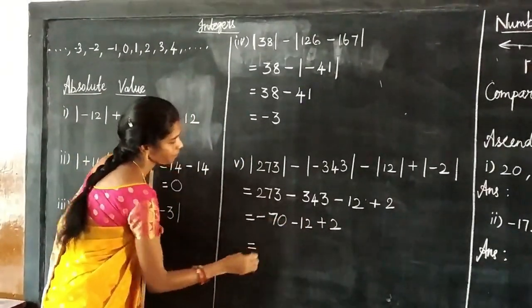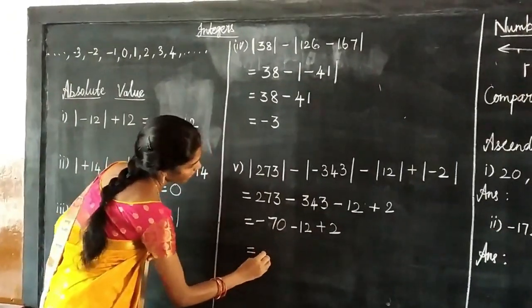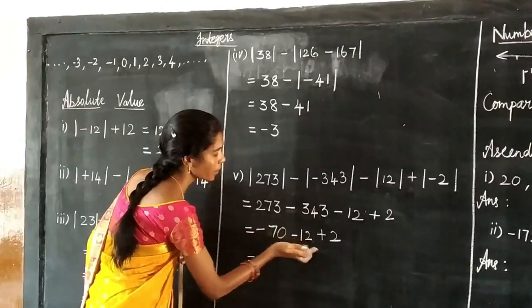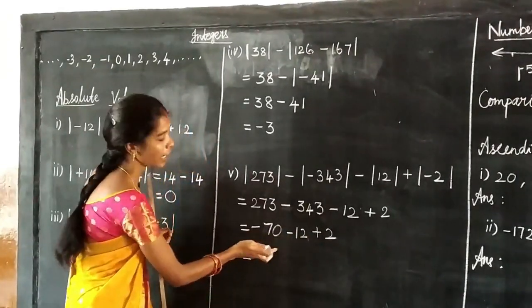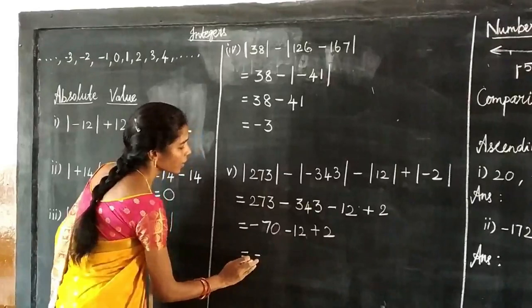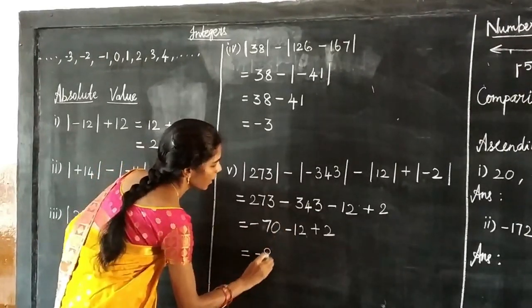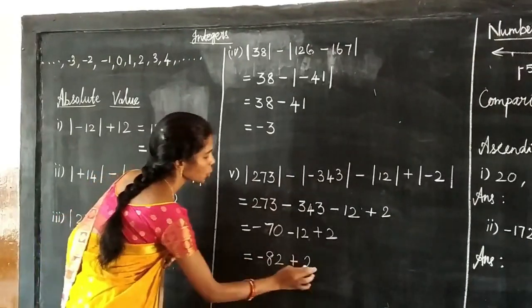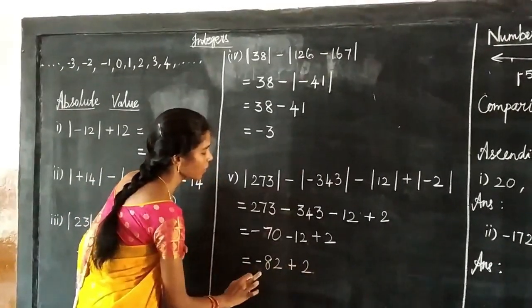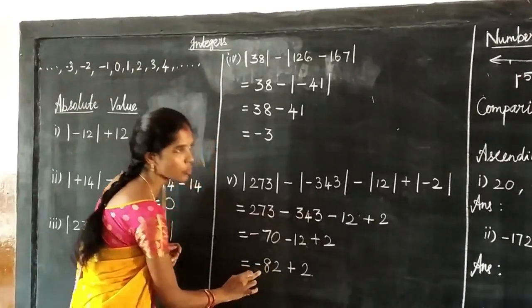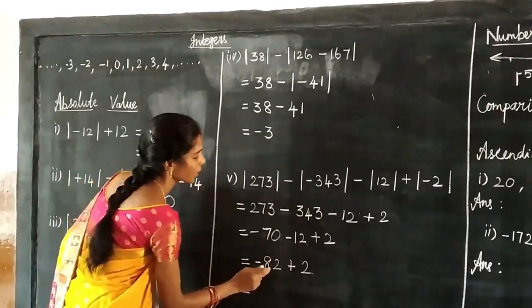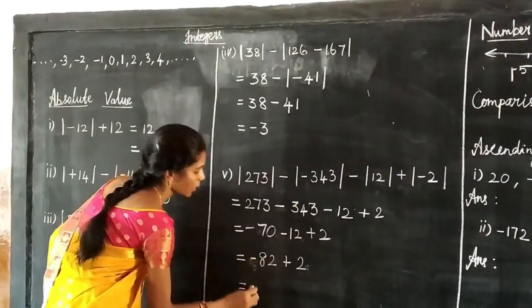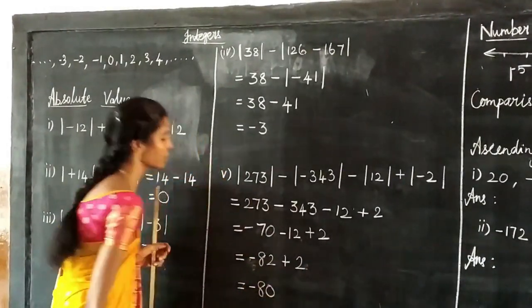Okay, then minus 70 minus 12. Both are negative numbers, so we have to do addition and keep the same sign. So minus 82 plus 2. Here the signs are different, one number is positive and the other is negative, so we have to do subtraction. 82 minus 2 is 80, and the biggest number's sign is minus, so minus 80.